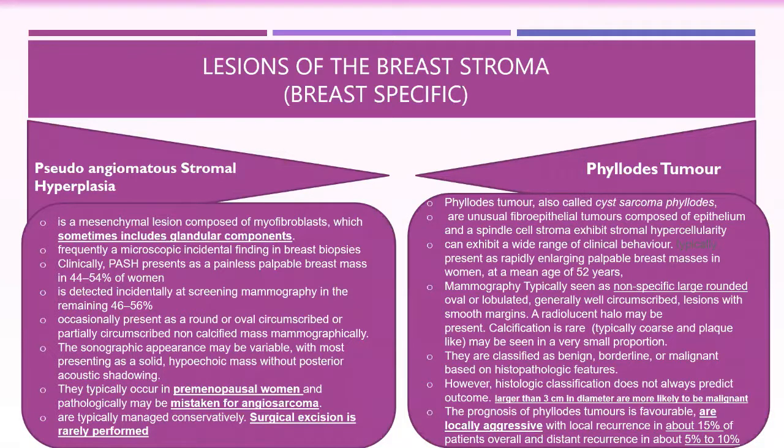That is why for phylloides tumor, usually the treatment is excision with what? Wide local excision. We have to take good margins because it has a high level of recurrence. Okay, this is regarding the phylloides tumor.